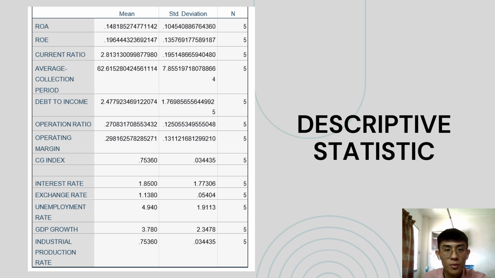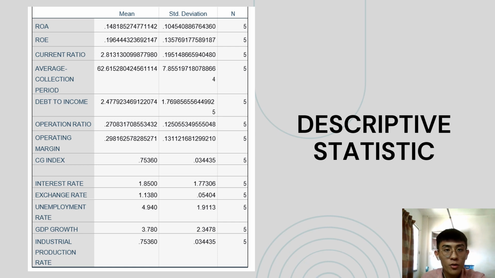For macroeconomic factors, the inflation rate's standard deviation will be 2.7842 and the mean will be 3.620. The standard deviation for interest rate will be 1.7730 and the mean will be 1.850. Standard deviation for exchange rate will be 0.054 and the mean will be 1.138. For employment rate, its mean will be 4.940 and the standard deviation will be 1.9113.